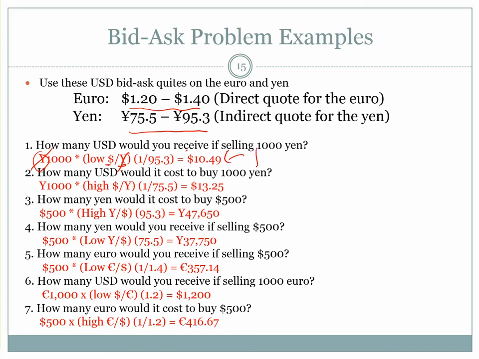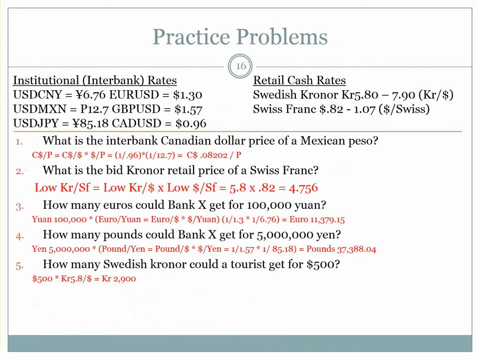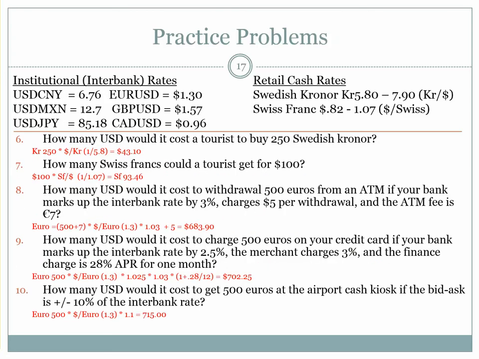I'm going to receive less. Therefore, it's going to be the low dollar per yen exchange rate, which in this case is 1 over the high yen per dollar exchange rate. So these are good practice in bid-ask. Some more practice in bid-ask and cross rates. And some more practice in using credit cards and debit cards.